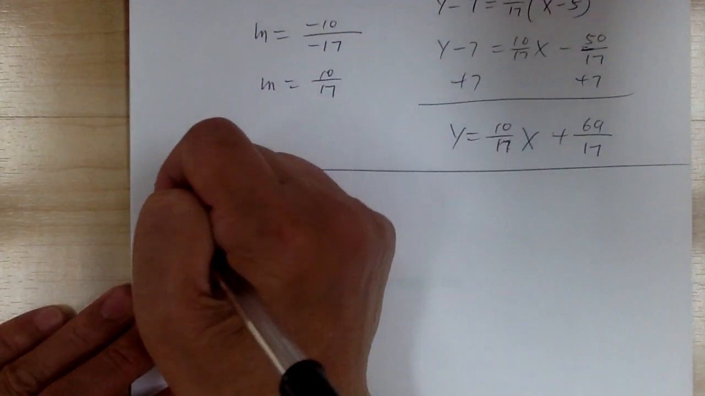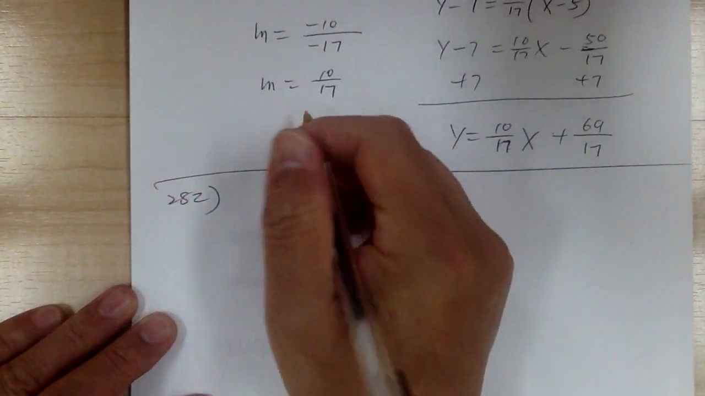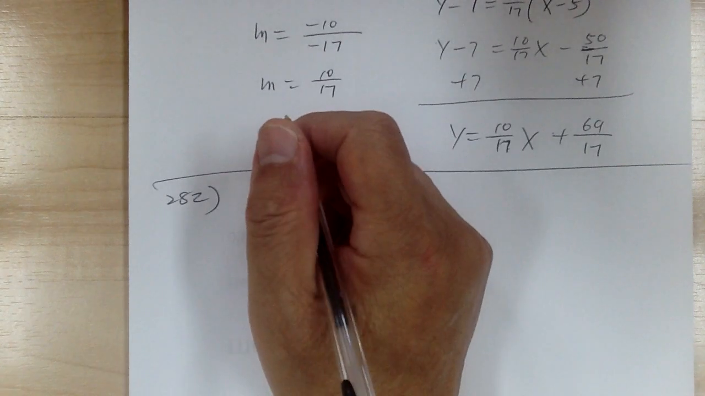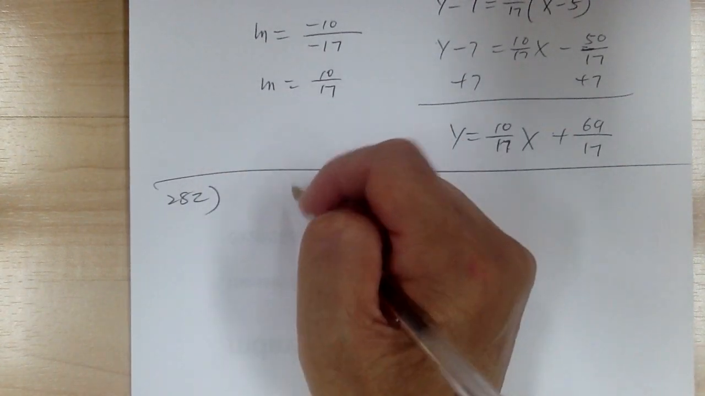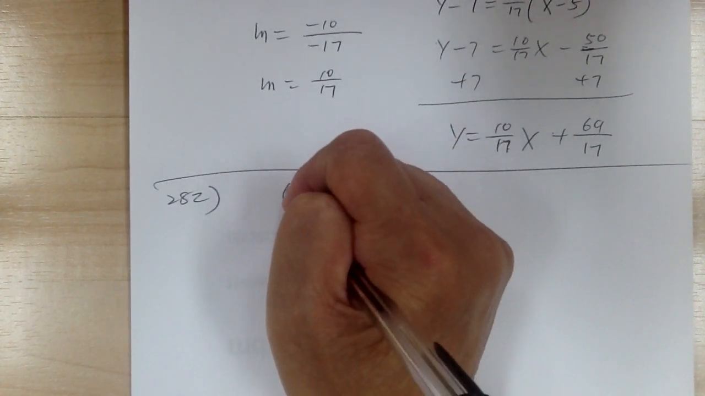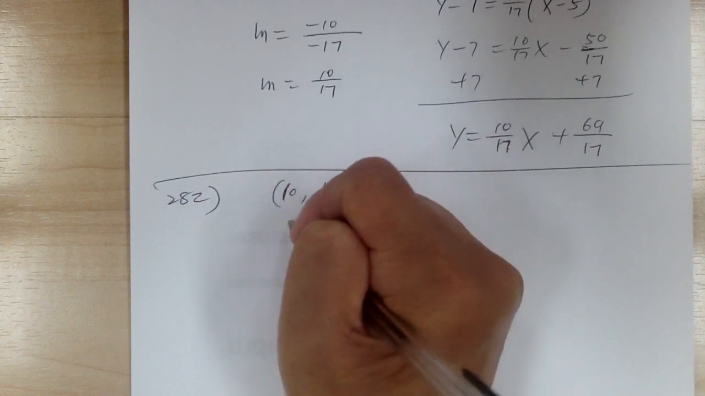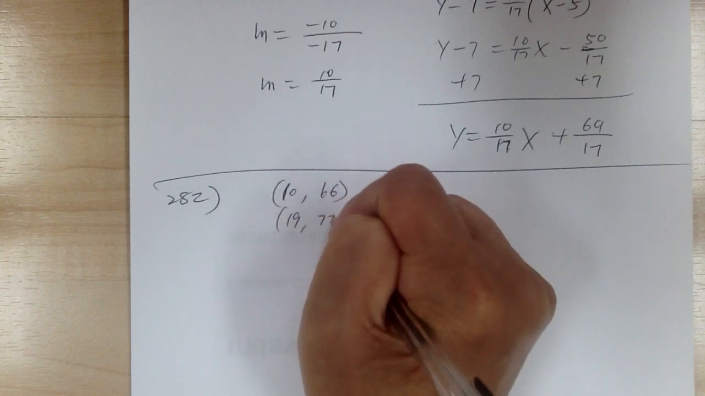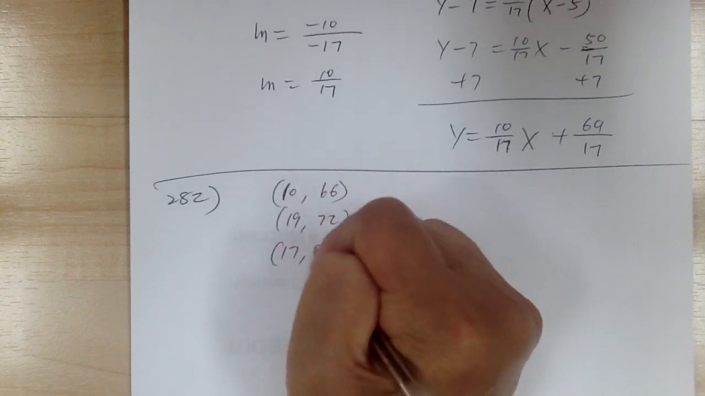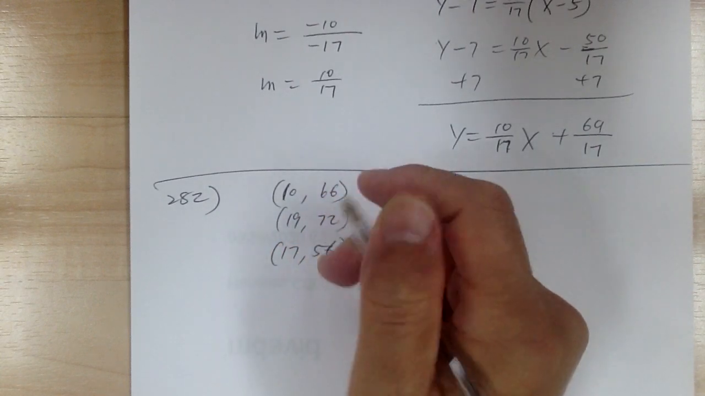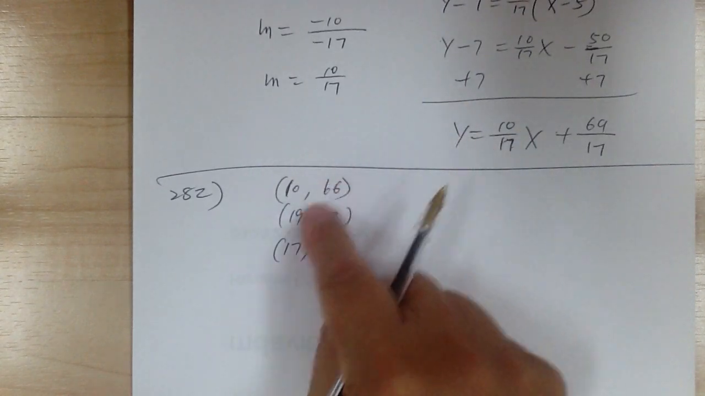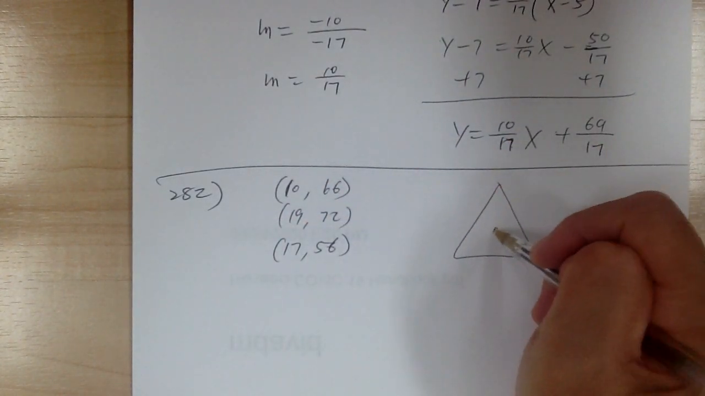Okay, so number 282, you have a triangle with vertices of (10, 66), (1972), and (1756). And you're looking for the centroid of the triangle. So you have a triangle and you have a centroid.